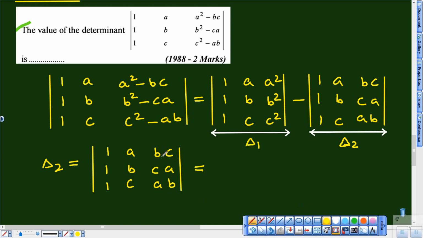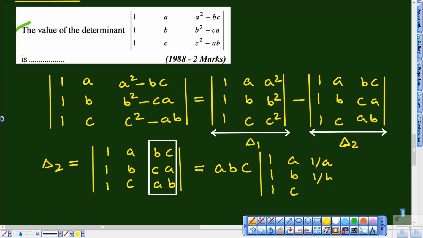from the third column. From the third column, I take ABC common. If I take ABC common from the third column, so it becomes ABC times the determinant. The first two columns would not be affected at all. That's why 1, 1, 1, A, B, C, and it becomes 1 upon A, 1 upon B, 1 upon C. Can write here to save space. Isn't it?